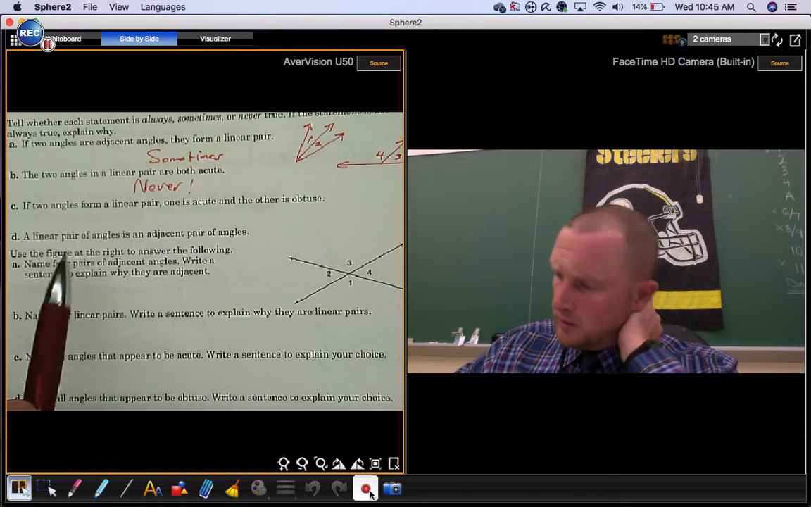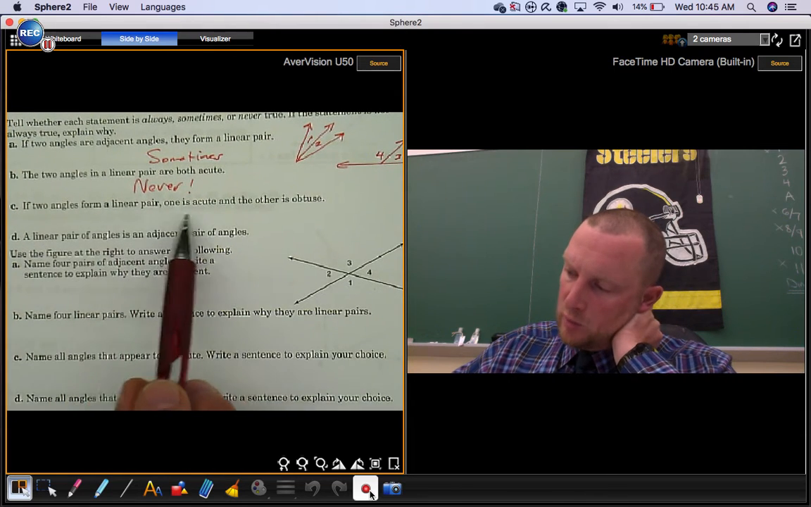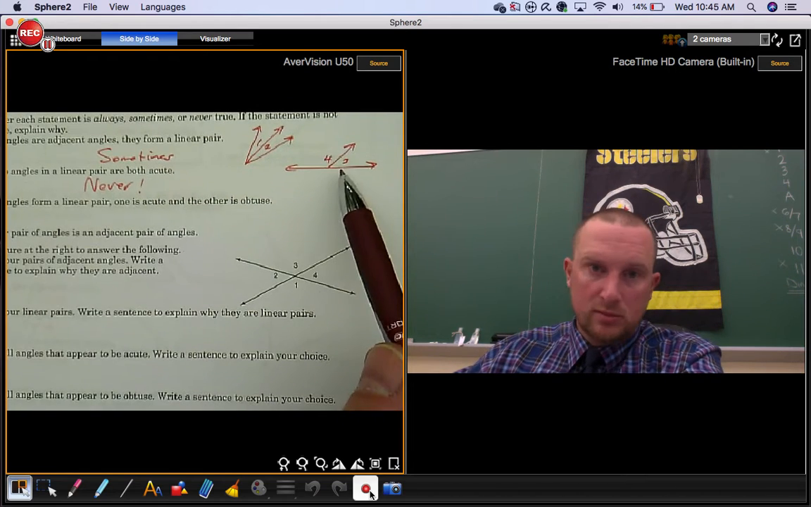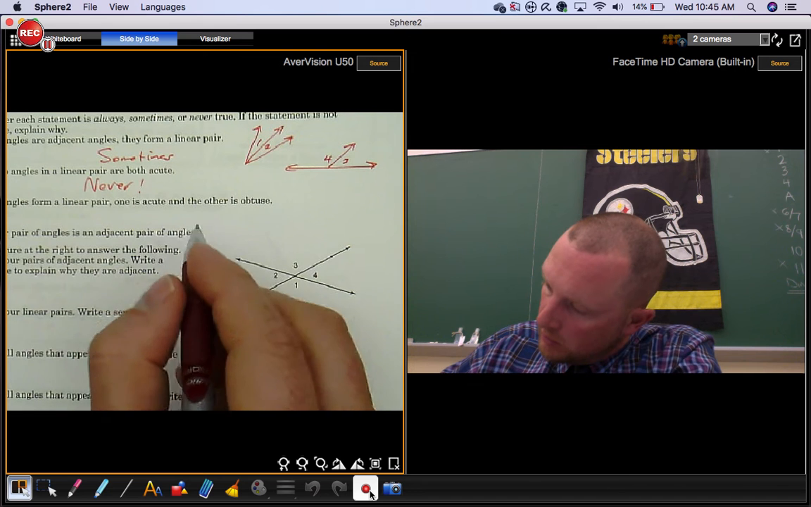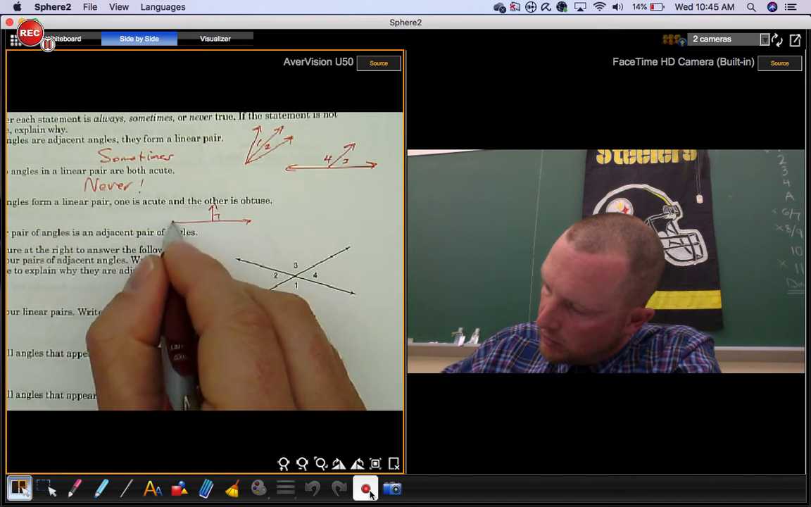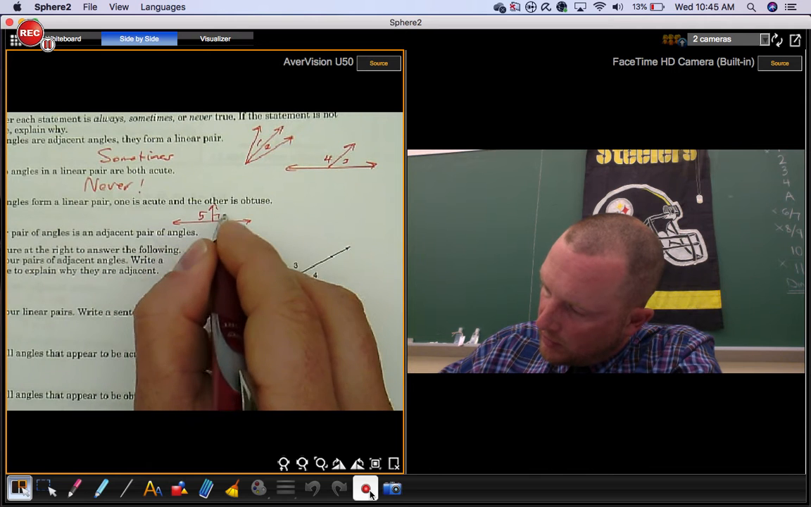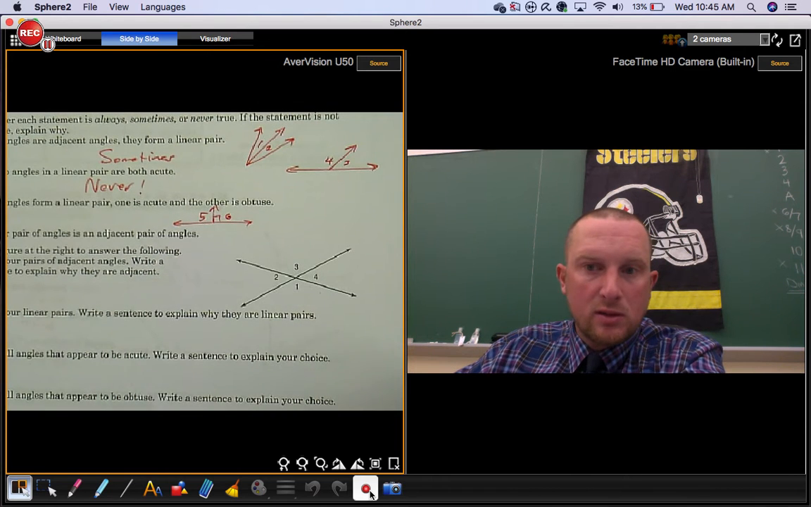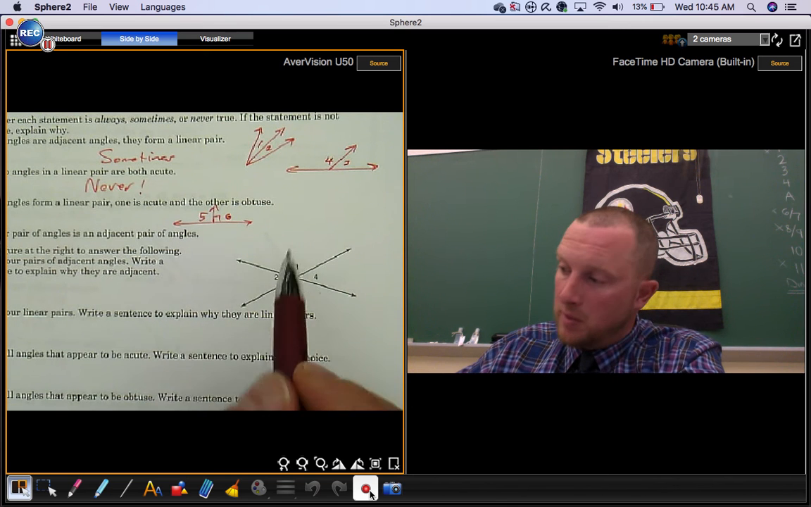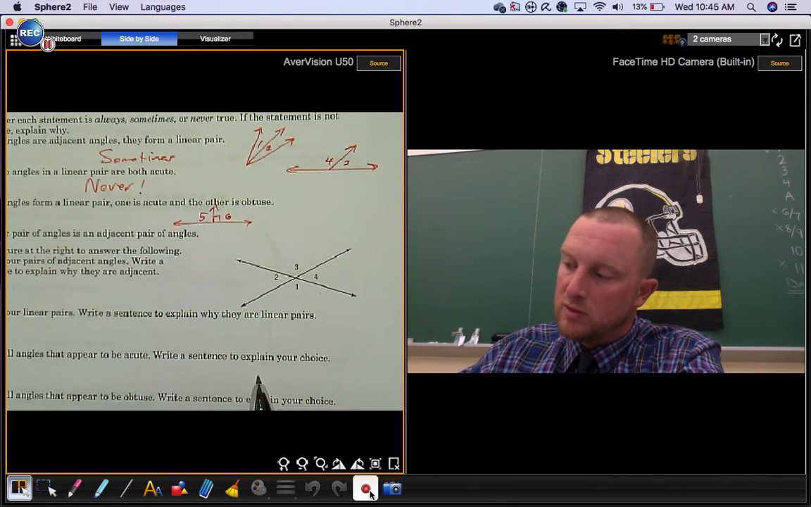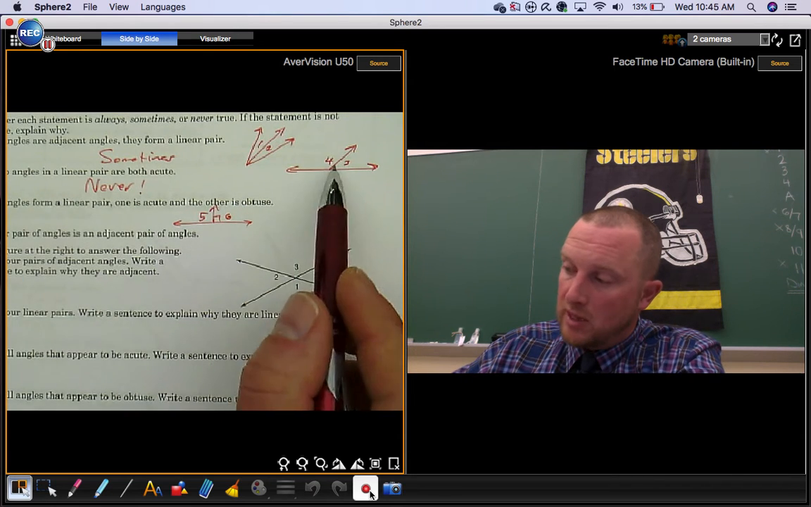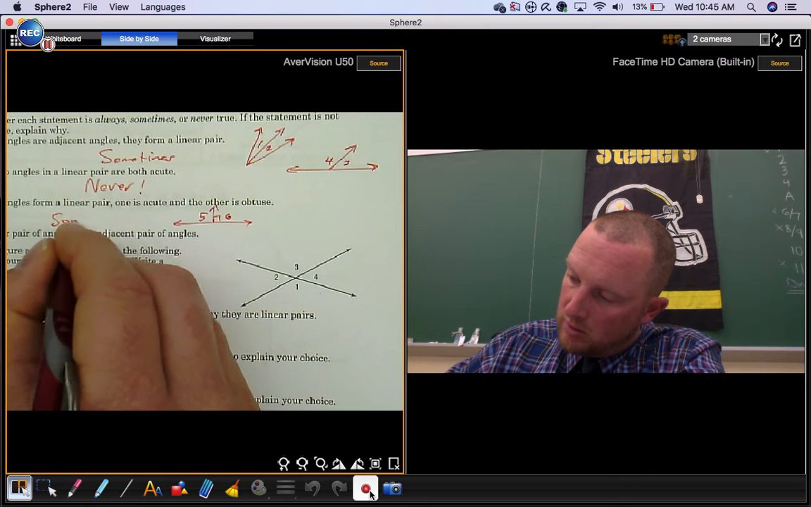Part C. If two angles form a linear pair, one is acute and the other is obtuse. Well, sure looks like it here. But don't forget this example. Here's angle 5 and here's angle 6. They're adjacent. They make a line. Is one of them acute and one of them obtuse? Not in this case. Can be, but don't have to be. Sometimes.